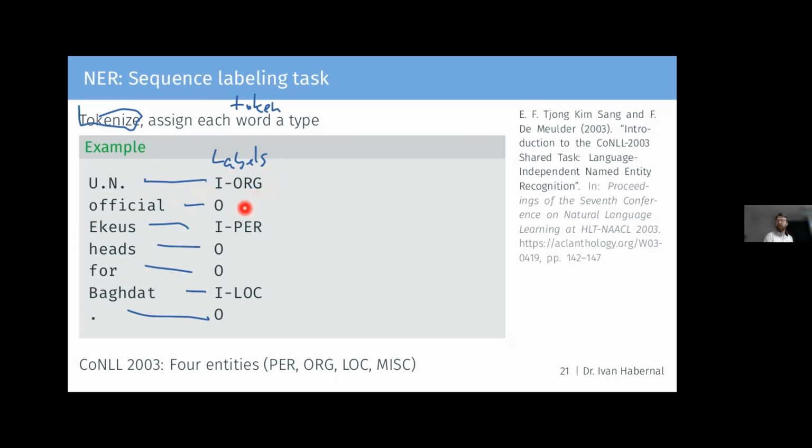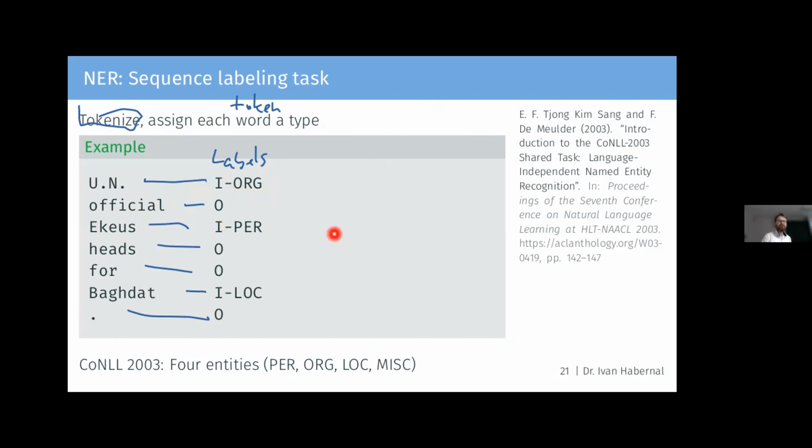Why isn't it B? Yeah, that's a good question. So what is I and what is B then? B is begin. Exactly, that's an interesting observation, and I'm fully with you.